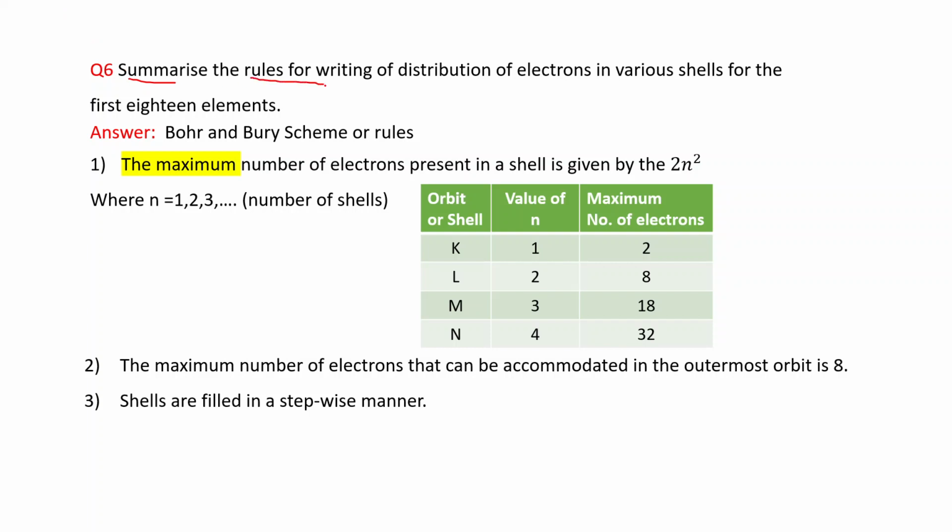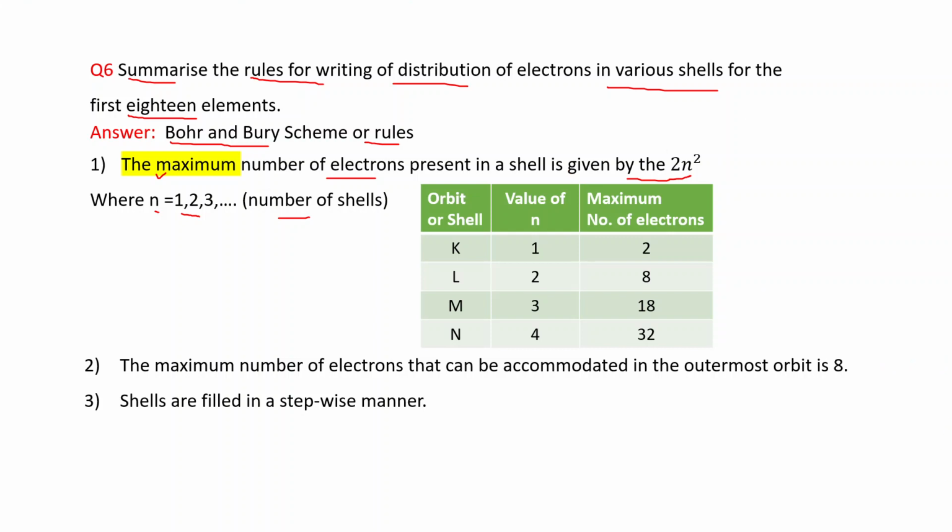Summarize the rules for writing the distribution of electrons in various shells for the first 18 elements. And actually these rules are given by Bohr and Bury. That's why these are also known as the Bohr-Bury scheme or rules. First one is, the maximum number of electrons present in a shell is given by 2n squared, where n is equal to 1, 2, 3, that is the number of shells.